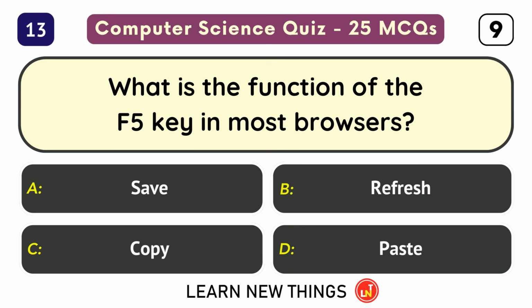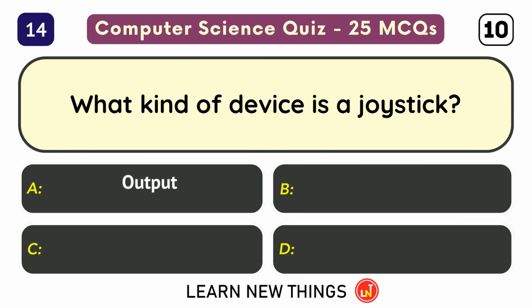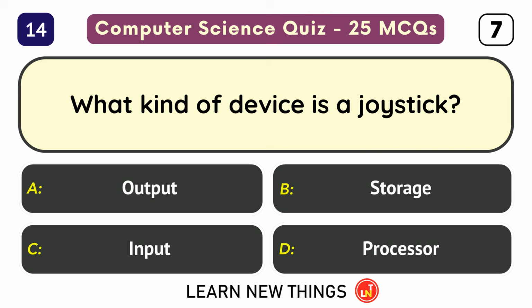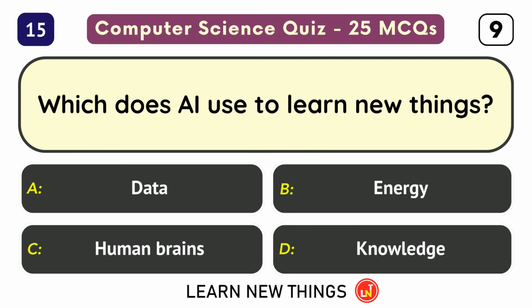What is the function of the F5 key in most browsers? Refresh. What kind of device is a joystick? Input. Which does AI use to learn new things? Data.